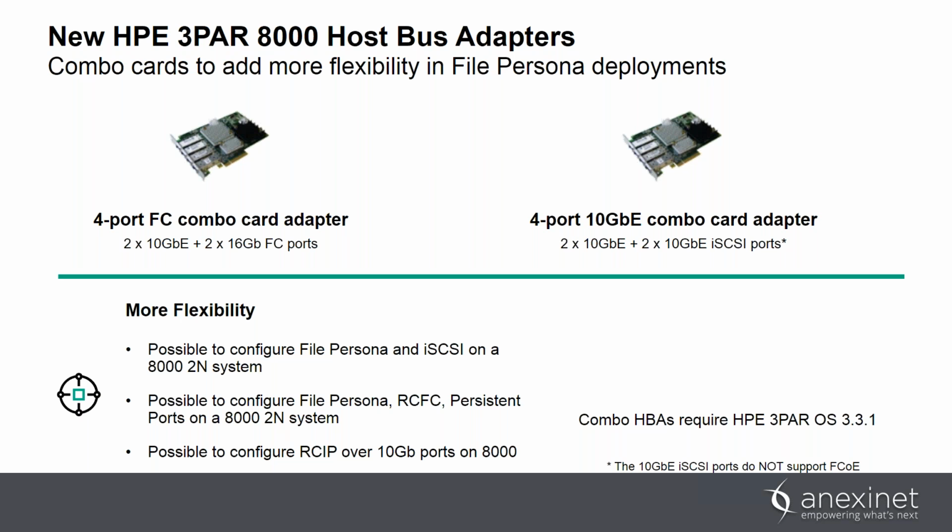So you're able to do things like 8000 2-node systems running File Persona and iSCSI. You couldn't do that before. It's also now possible to do File Persona remote copy over Fibre Channel and persistent ports, again on an 8000 2-node system where you couldn't do that before. And you can now run RCIP over 10 GbE ports on an 8000. So a lot of new combinations and increased flexibility with these combination cards. These new HBAs do require the new 3PAR OS 3.3.1.